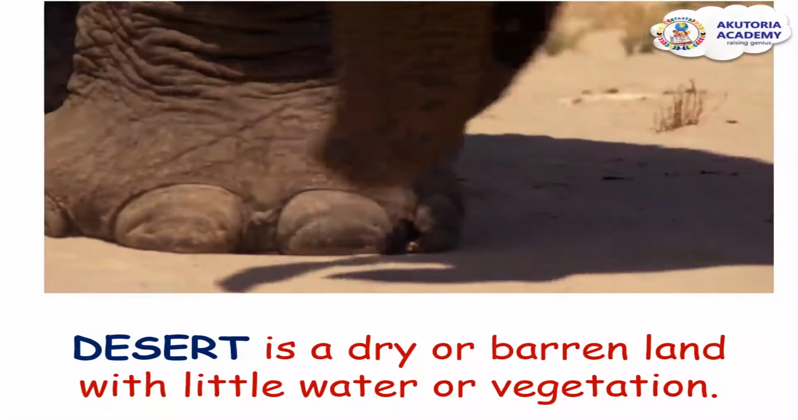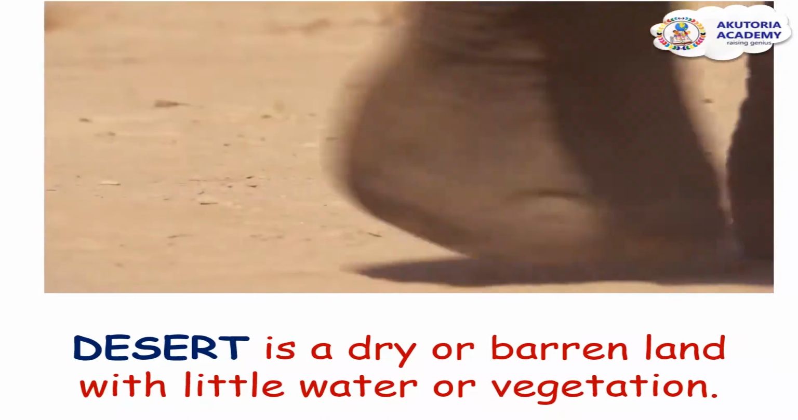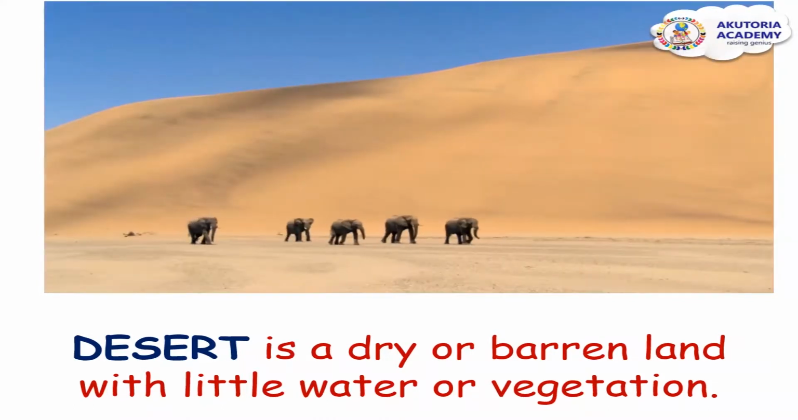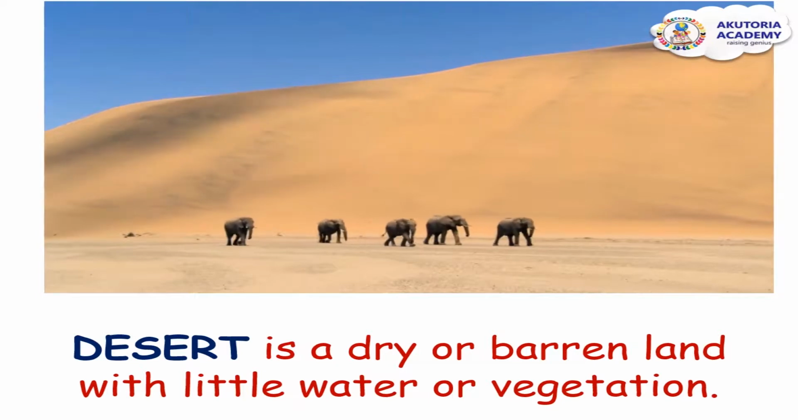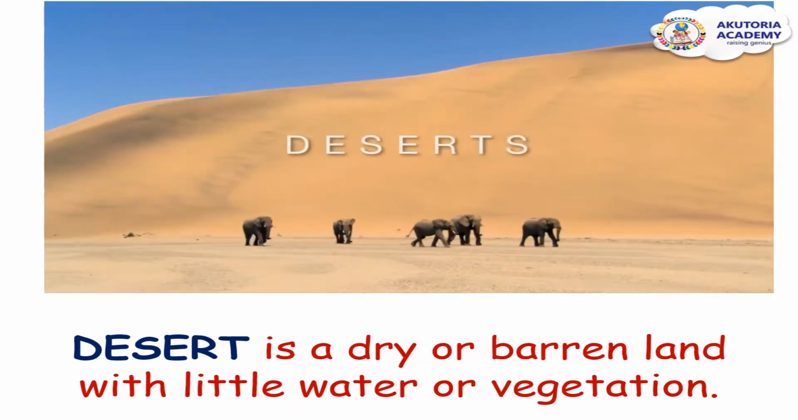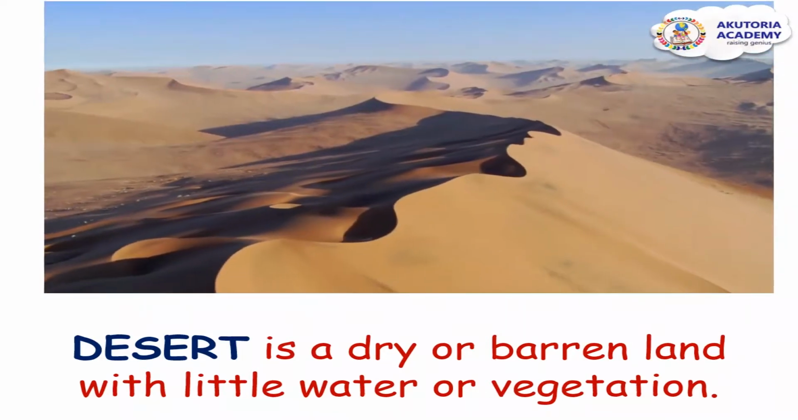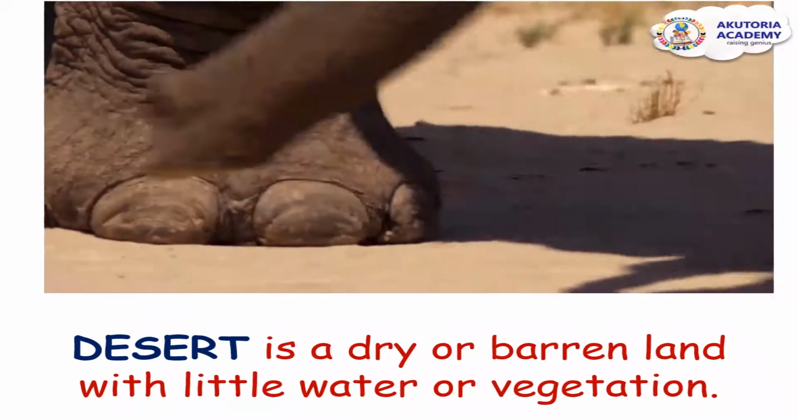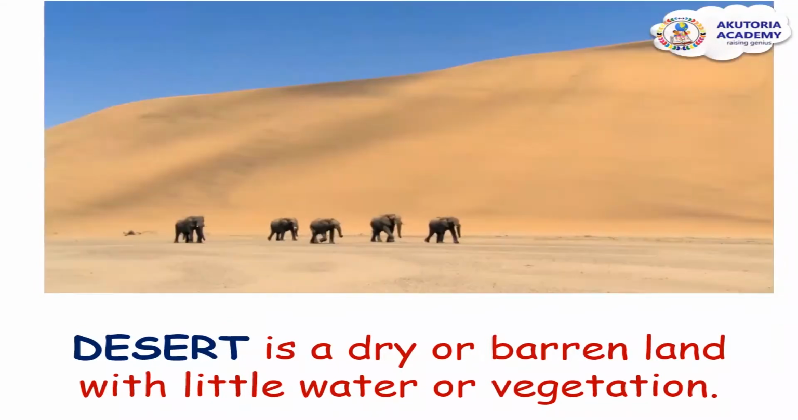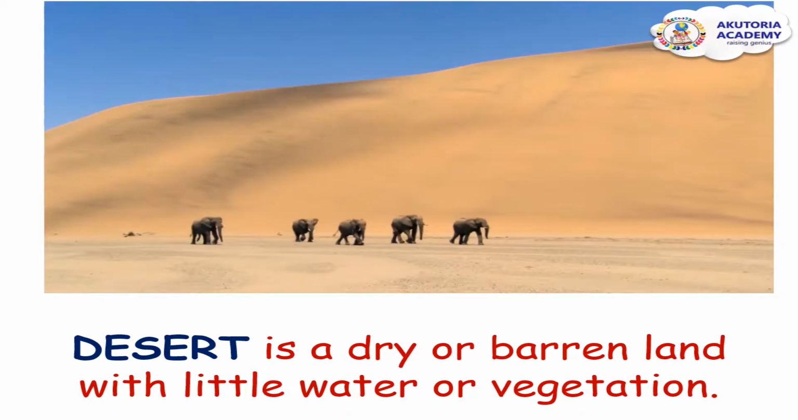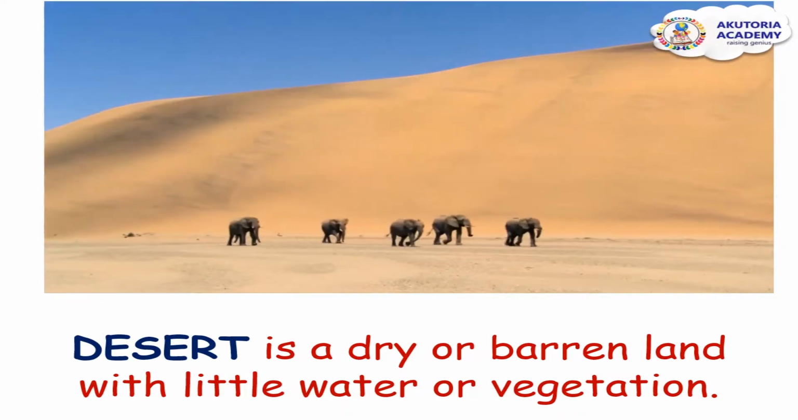And the last we'll be talking about today is desert. A desert is a dry or barren land. When you say something is barren, it means the thing cannot produce, it can't grow anything. A desert is called barren because you can't really plant in a desert and expect the seed to grow. It's a dry land. So a desert is a dry or barren land with little water or vegetation.